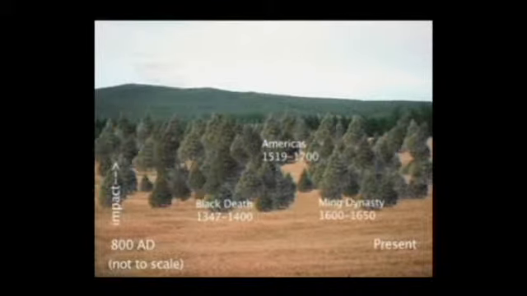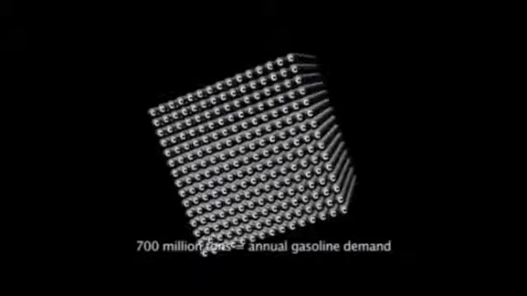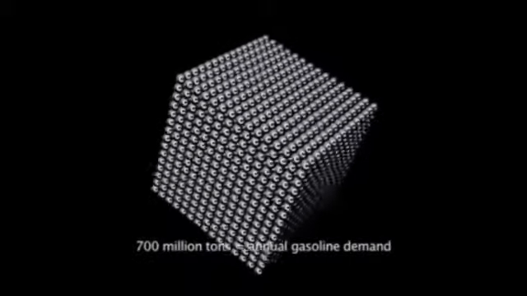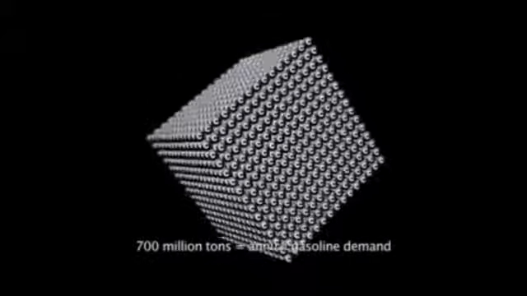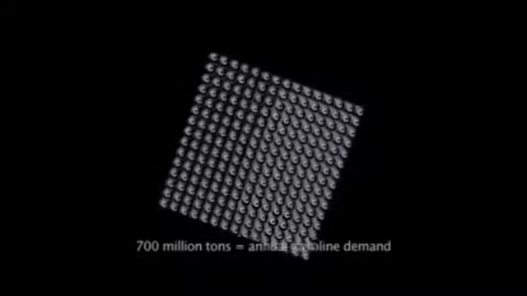The Mongol invasions had the biggest impact of the 4 events studied. Regrowth on depopulated lands stockpiled nearly 700 million tons of carbon absorbed from the atmosphere. This is equivalent to the world's total annual demand for gasoline today. Dwarfing each of these events, however, has been the historical trend towards increasing deforestation.